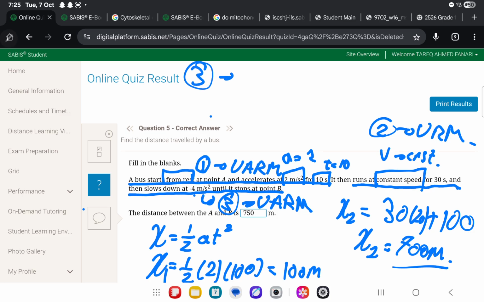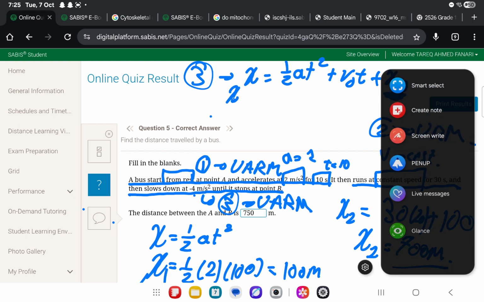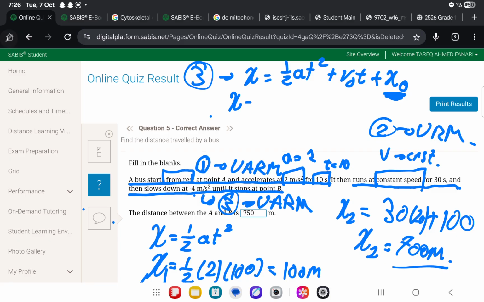For phase 3, it's very, very easy. For phase 3, it's UARM again, right? So we're going to use x equals half at squared plus v0t plus x0. Right? Because this time we actually have an initial displacement. So x is equal to half times a, which is given, -4. T is not. T is something we have to calculate. Now, how do you find t?